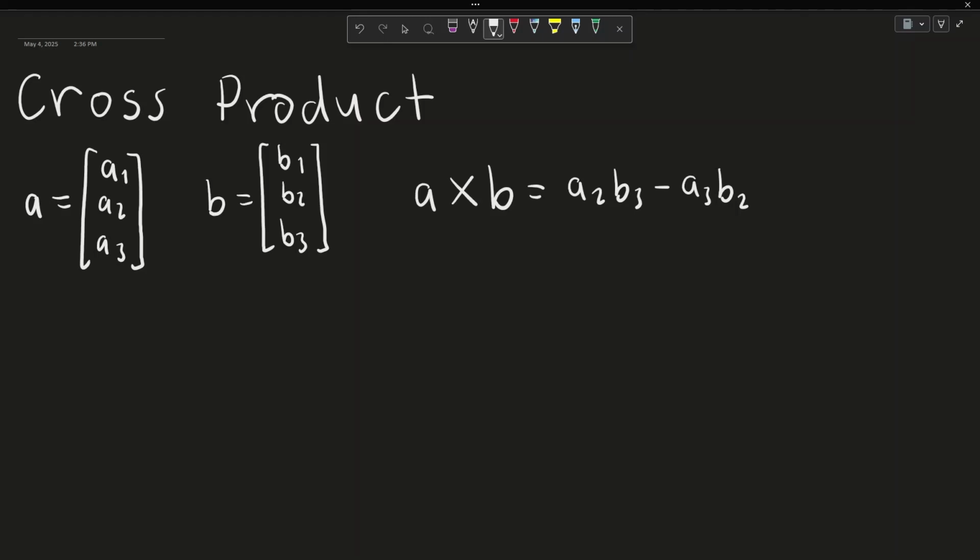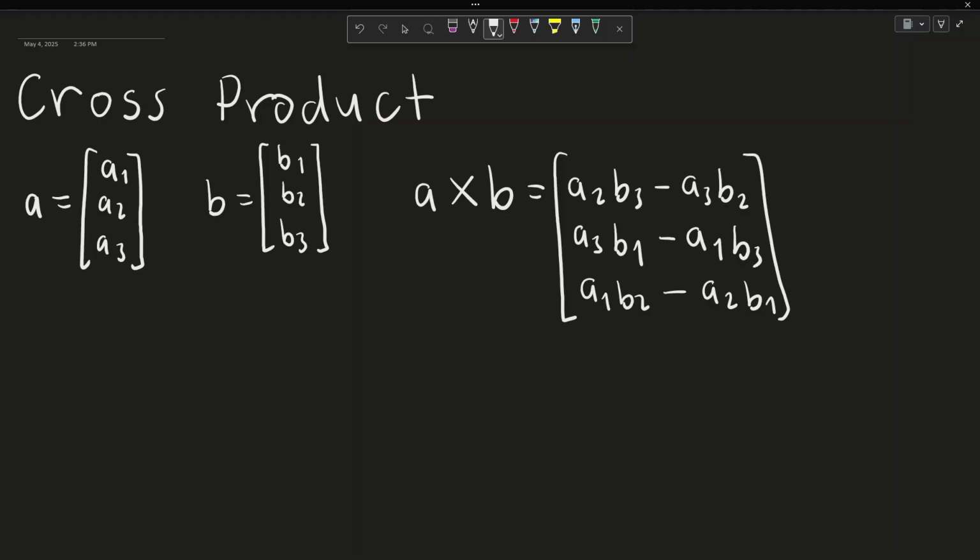Your second entry is A3 B1 minus A1 B3. And the third entry is A1 B2 minus A2 B1. And so the cross product gives us a new vector, whereas the dot product only gives us a scalar value.